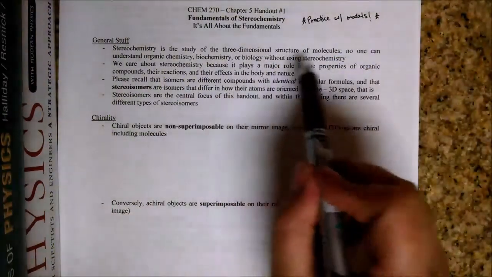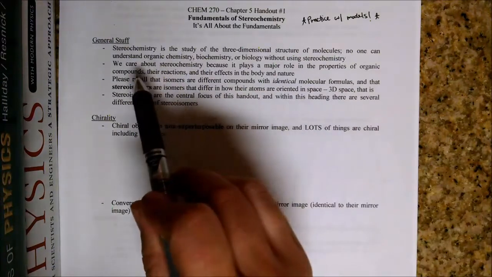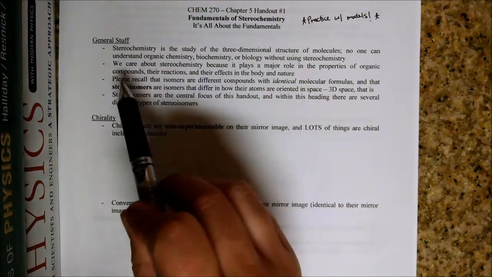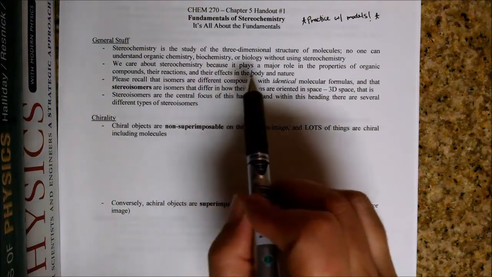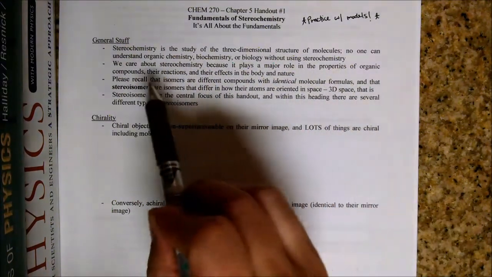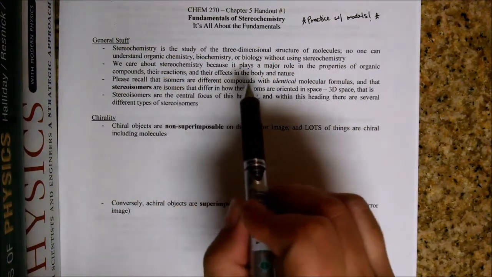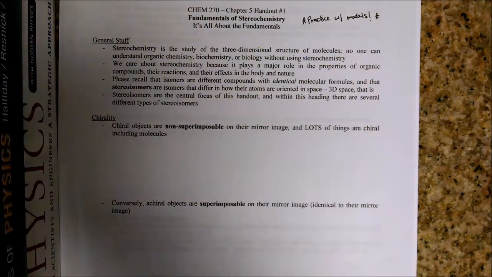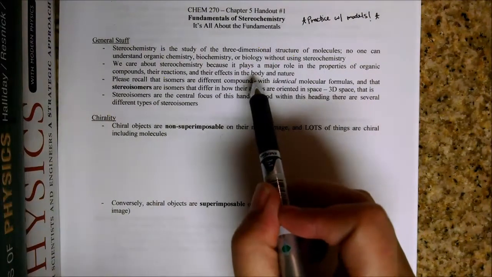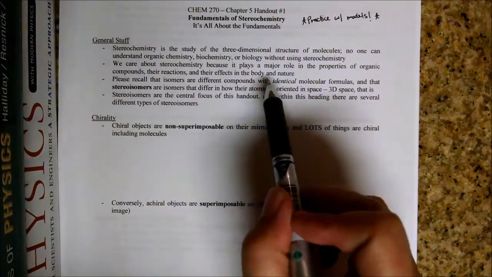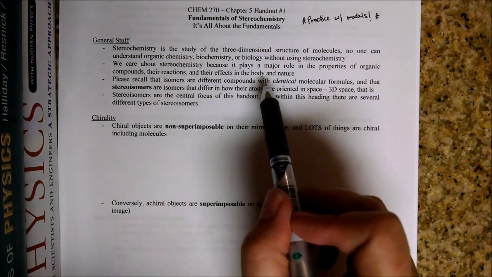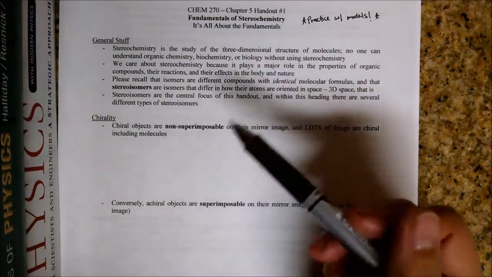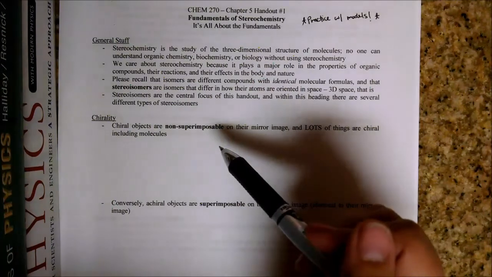Okay, so 3-dimensional structure of molecules. No one can understand organic, biochemistry, or biology without using stereochemistry. It's just true. We care about stereochemistry because it plays a major role in the properties of organic compounds, their reactions, and their effects in the body and nature. I'm actually going to show you guys a short presentation tomorrow more about this, but bottom line too is that the body and nature always knows if something isn't quite right. If the shape of the molecule in 3D just isn't quite right, the body and nature always know, even if you and I can't even tell just based on a simple drawing.